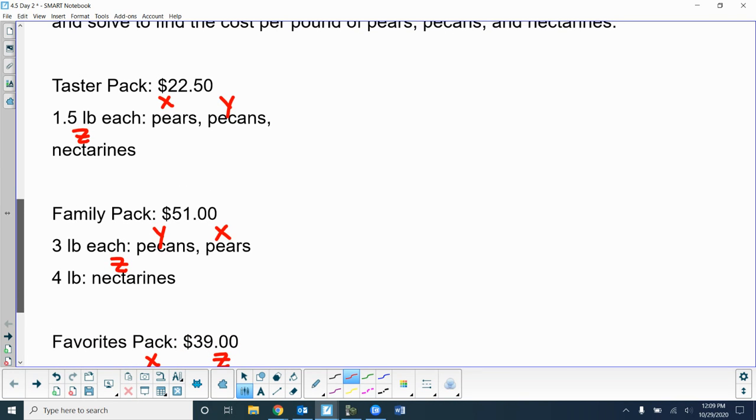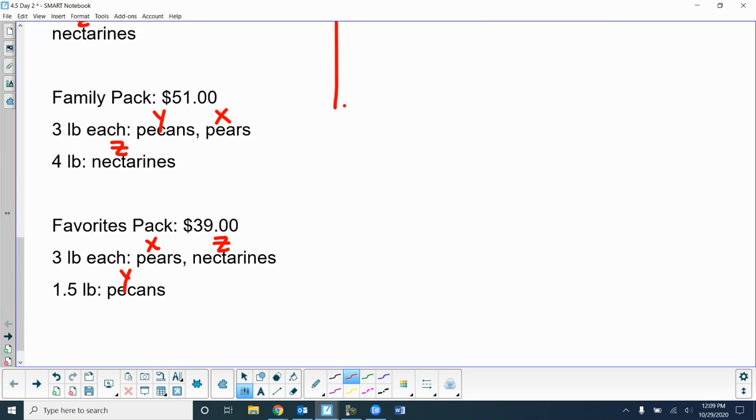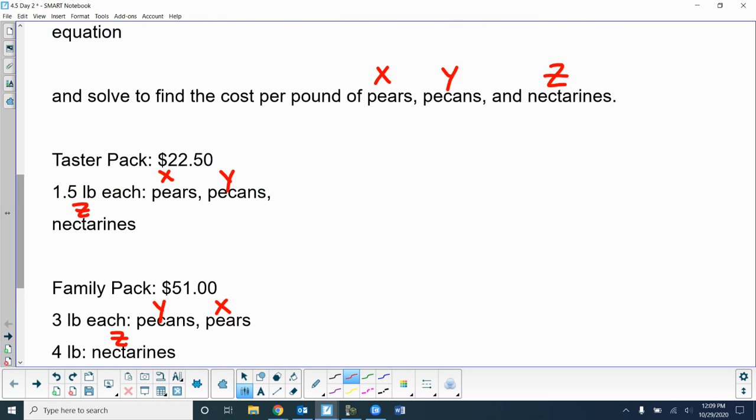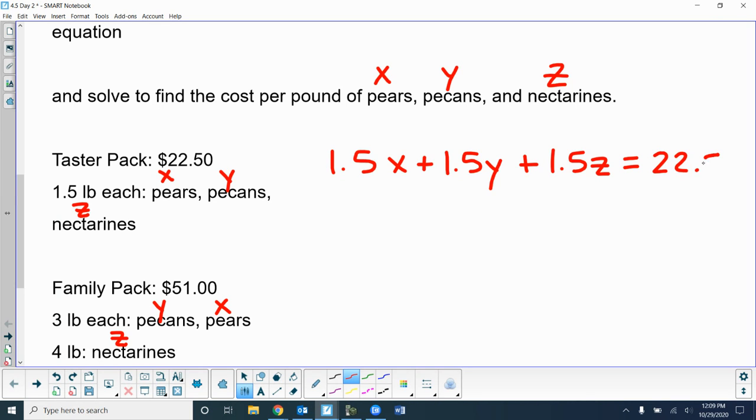So for this first equation, it's going to be 1.5 pounds times the price of the pears plus 1.5 pounds times the price of the pecans plus 1.5 pounds times Z, the price of the nectarines, and it tells us it's how much altogether? $22.50. Questions on how I got that? That make sense to you?